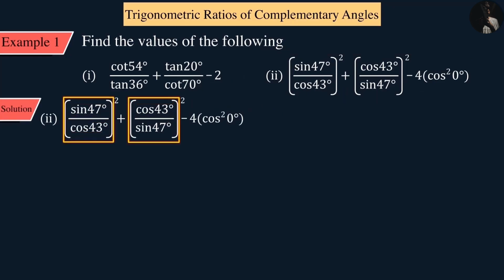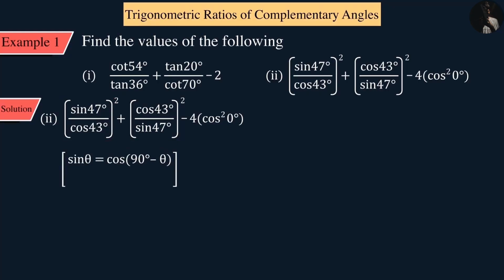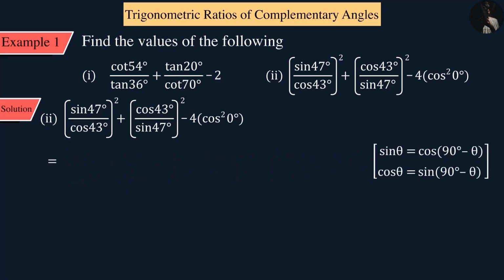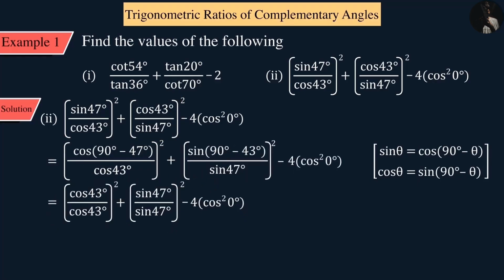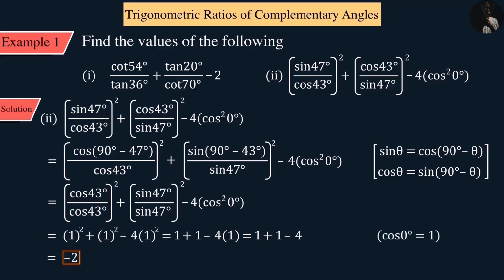Similarly, if we talk about the second part of the example, this expression is in sine and cos, the first two terms of which are complementary angles. And we know that sine theta equals cos 90 degrees minus theta and cos theta equals sine 90 degrees minus theta. So here, in the first term, we change sine to cos and in the second term, change the cos to sine. After solving further, we get the value of the given equation as -2.